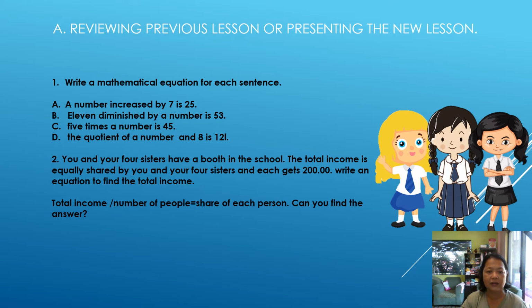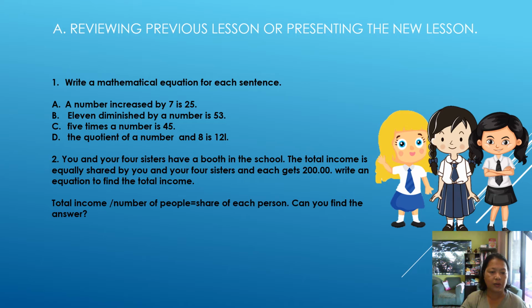You can write your answer on the board. Letter B, 11 diminished by a number is 53. Who would like to answer? Thank you. Letter C, 5 times a number is 45. Next, please answer, go to the board. And letter D, the quotient of a number and 8 is 121. Okay, thank you.